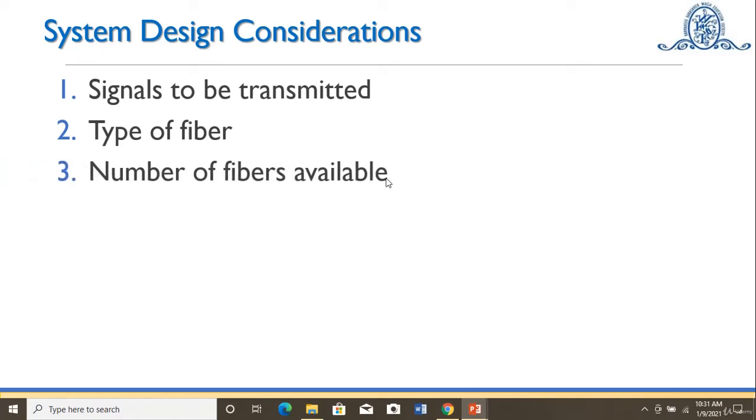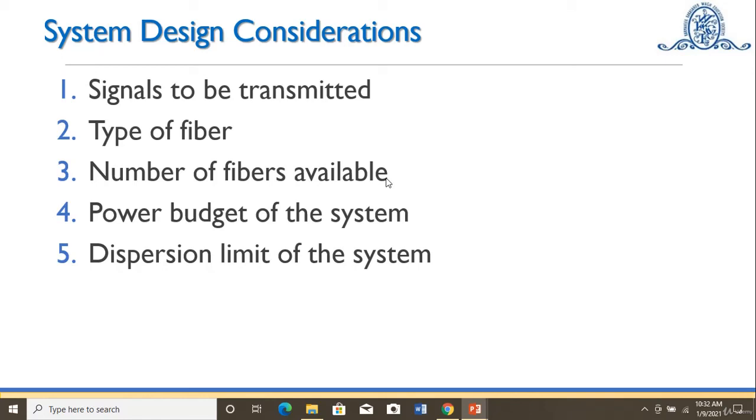Third is the number of fibers available. As the infrastructure of the fibers is already laid down, how many fibers are available for communication within that particular area, that is to be considered while designing the system. Next is the power budget of the system. In power budget, we have to consider the different losses along the fiber, loss due to fiber connector, loss due to splicing, loss due to patch panels, and then how much power will reach the receiver. That will decide the feasibility of the system.